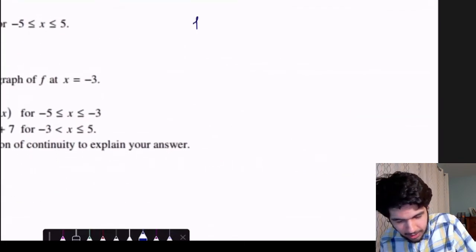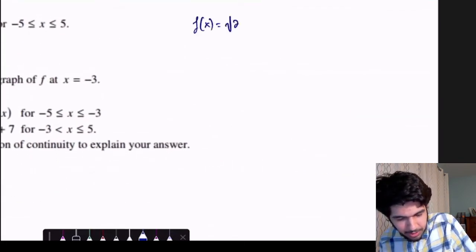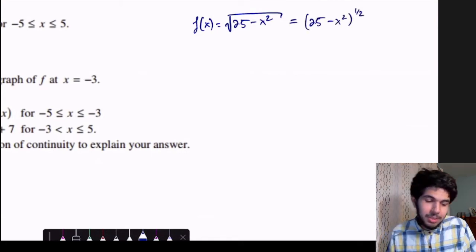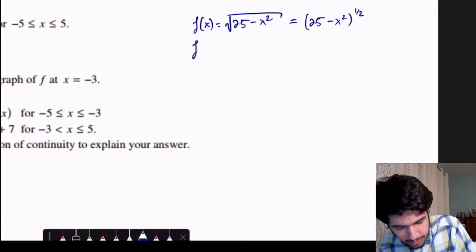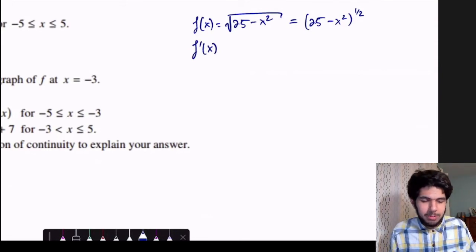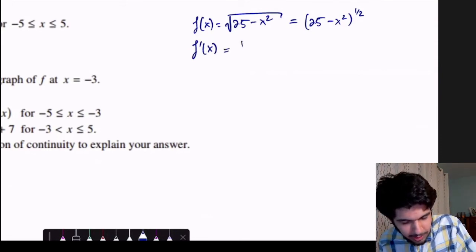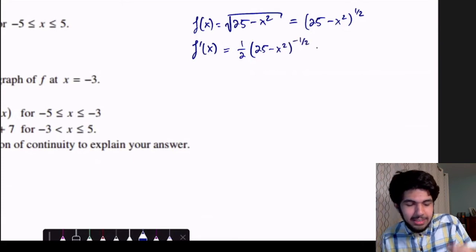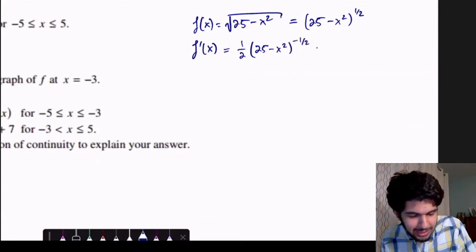We're given f of x equals square root 25 minus x squared. Square root functions are nasty, so let's just rewrite it as a power, which some may argue is more nasty, but it's easy when we're doing derivatives. So f prime of x, well, this seems like a type of power rule, chain rule type thing. So we'll first bring down the power, multiply this by 25 minus x squared, decrease the power by 1, and then we have to multiply by the derivative of the inside, so that would be negative 2x.